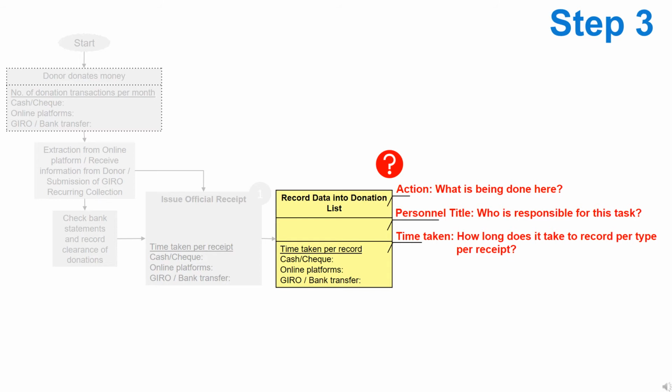Once again, consider what is being done at this stage. Who undertakes this task? How long does it take to enter the information? Do note the timing is on a per record basis. Note down in the corresponding spaces.